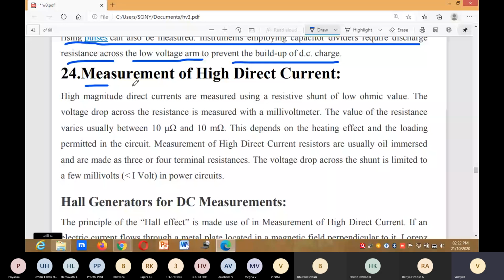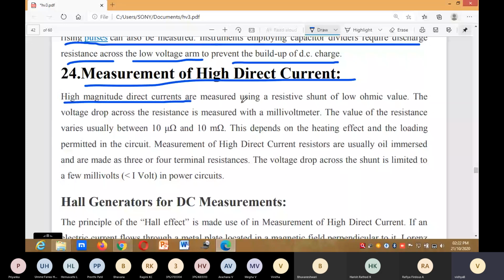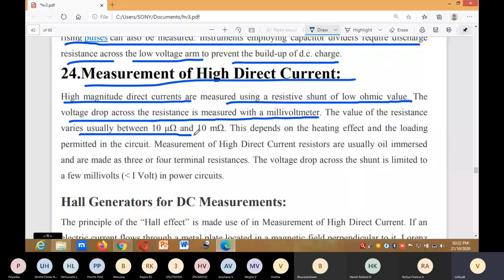High magnitude direct currents are measured by using a resistive shunt of low ohmic value. The voltage drop across the resistance is measured with a millivoltmeter. The value of the resistance varies, usually between 10 microohm and 10 milliohm. This will depend on the heat effect and the loading permitted in the circuits.